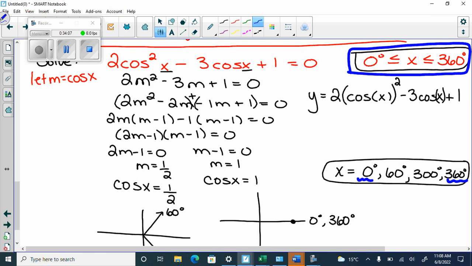Now we could just go second trace 0, left bound, right bound, enter, left bound, right bound, enter, left bound, right bound, enter, left bound, right bound, enter. And we get all 4 answers, which are 0, 60, 300, and 360. So you could just find the x-intercepts. That's all we did. We just found the x-intercepts. So you just have to go second trace 2. Try and find one of them. Try and find 60. Go second trace 0s, number 2.